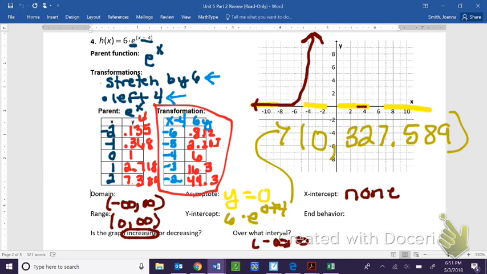Now, last but not least, my end behavior. The first thing you need to ask yourself is, is it reflecting? No, there's no reflection, Ms. Smith. Great. All you have to do is look at your domain and range. As x goes to negative infinity, y goes to my asymptote at 0. And then as x goes to positive infinity, y goes to positive infinity. And that's it for my exponentials.